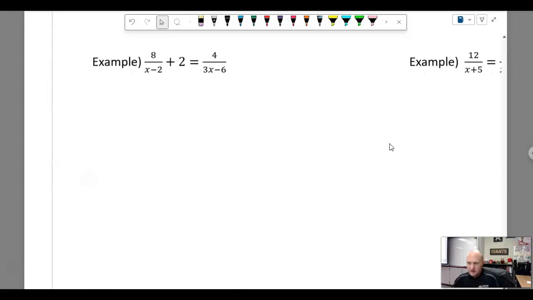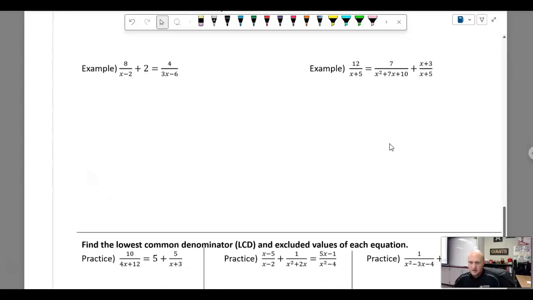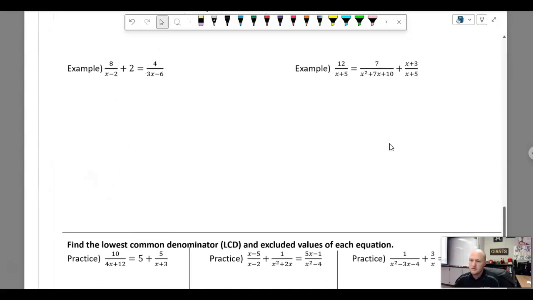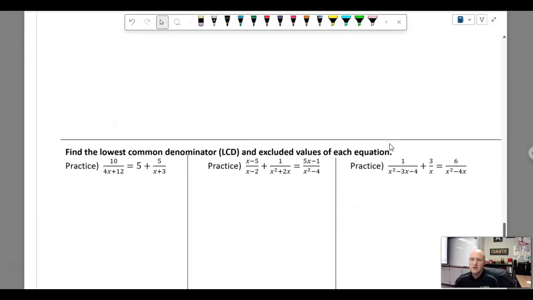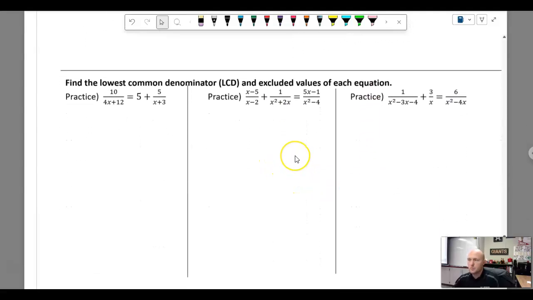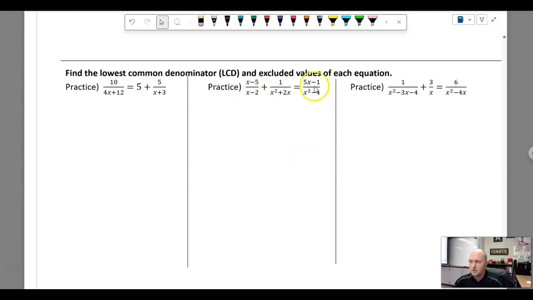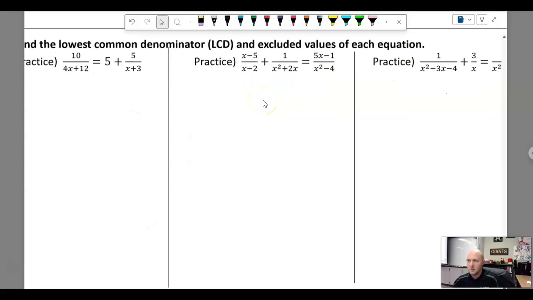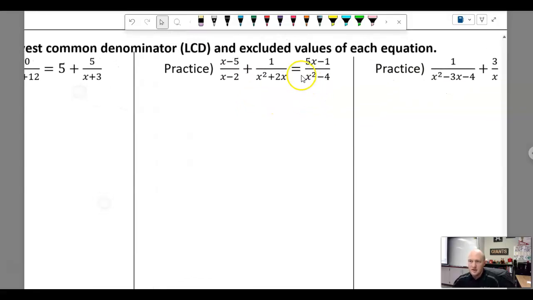Okay, let's have you do this one. I'll break it up because I've been talking a lot. I want you to try this one in the middle. We'll wait on this one, but please pause me. I want you to find the LCD of this, and then we'll do excluded values after. Okay, so find the LCD. Pause me. I'll show you the answer here in a second.